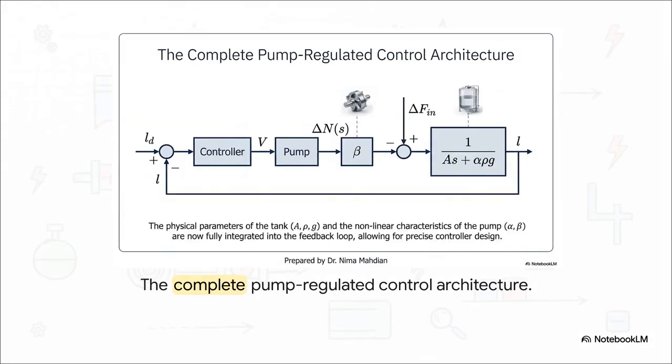And this right here is the complete pump-regulated control block diagram. Walking through this ultimate feedback loop, our desired target level LD creates an error signal. Our controller calculates a voltage V. Then, the physical pump translates that voltage into rotor speed, which gets multiplied by our speed sensitivity beta. It actively fights against physical disturbances, passing right through the tank's physics, so gravity, density, area, and pressure sensitivity alpha. Physical constants and empirical data are now perfectly integrated into a precise control architecture.